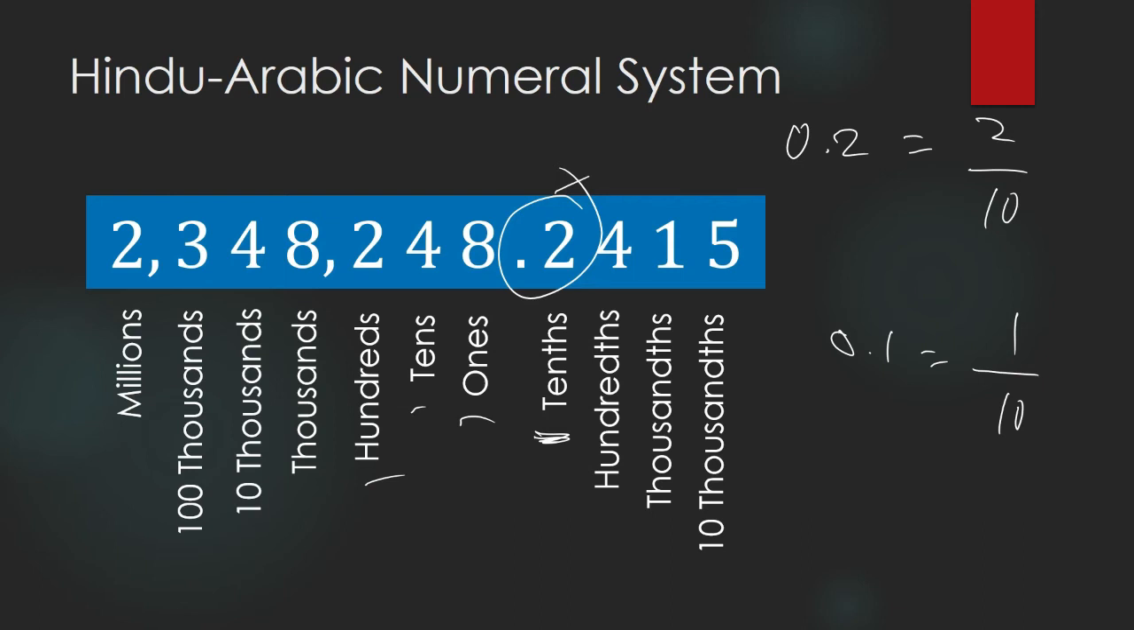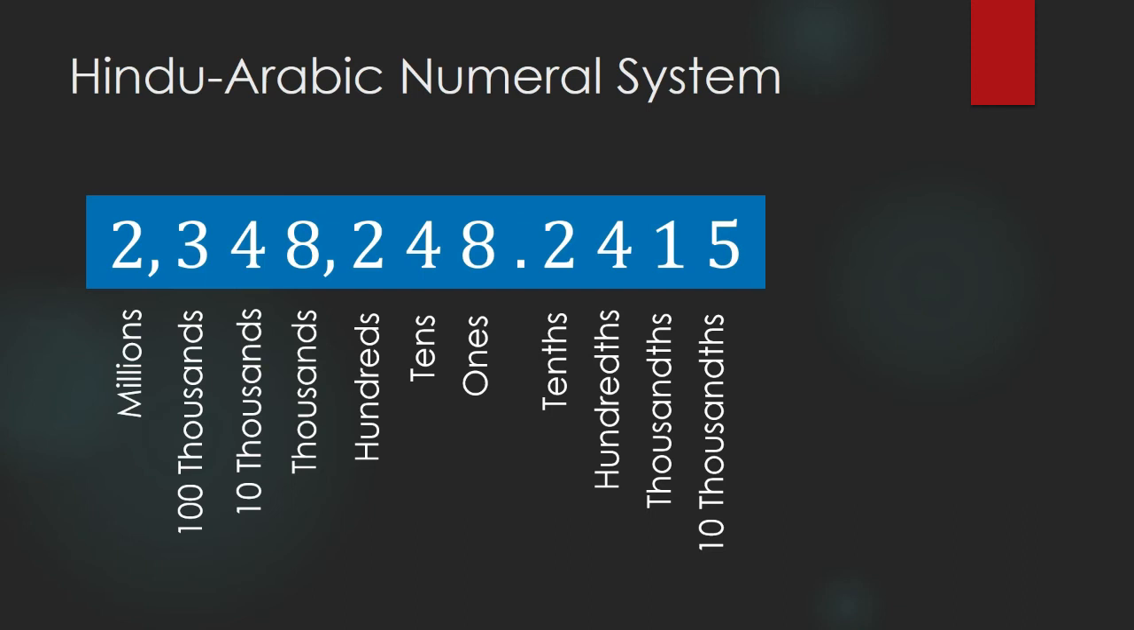And how about the hundredths? Look at this. We read this as 0.24, or we can also read this as 24 hundredths. And 24 hundredths, going back to our understanding of fractions, is equal to 24 divided by 100.